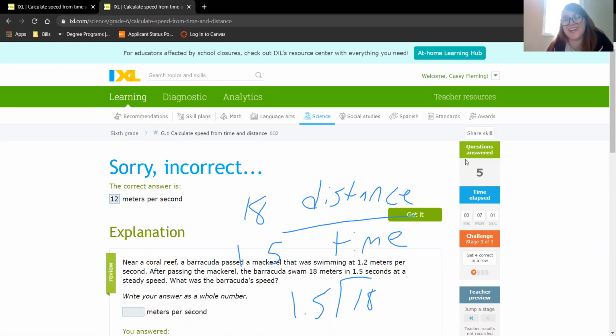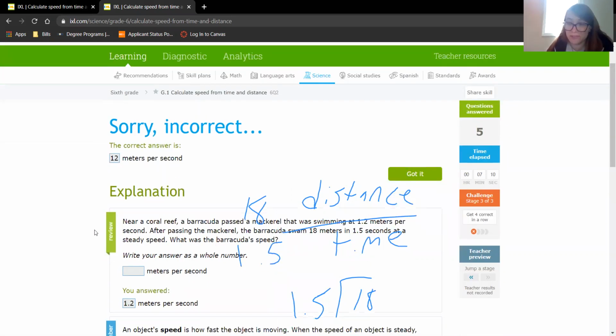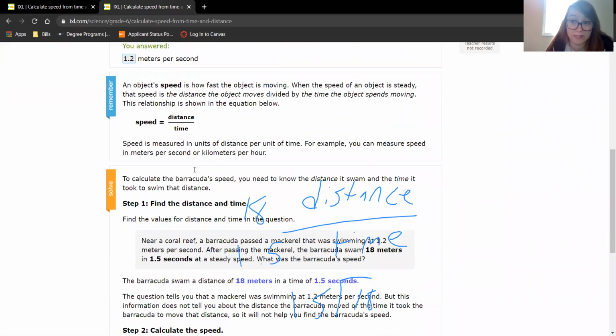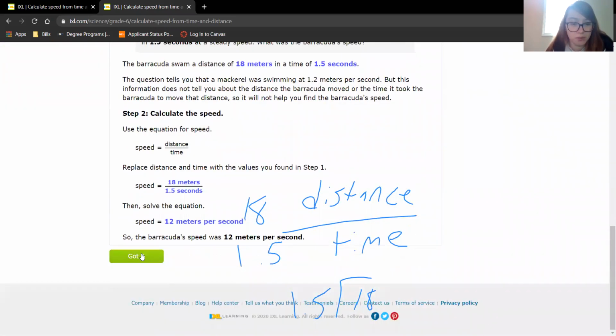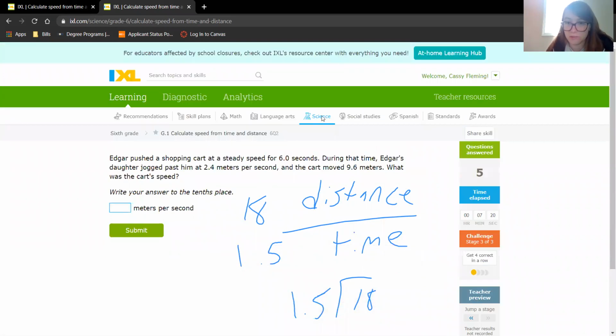Oh, I missed the decimal. 18 divided by 1.5 is 12. So this is why decimal places and making sure you write correctly, or in my case, click, is important. But now that we know that it's the same, this next one will be easy.